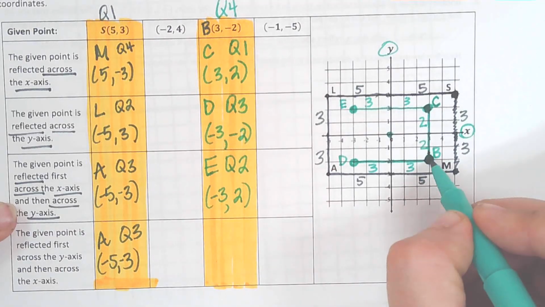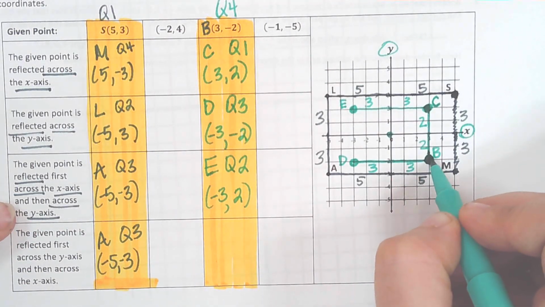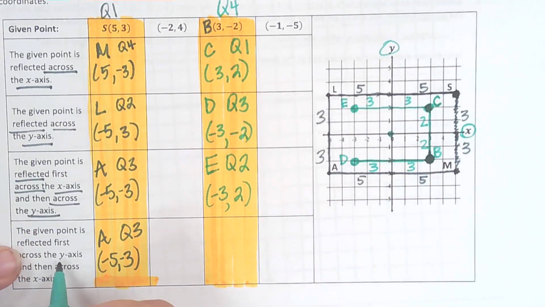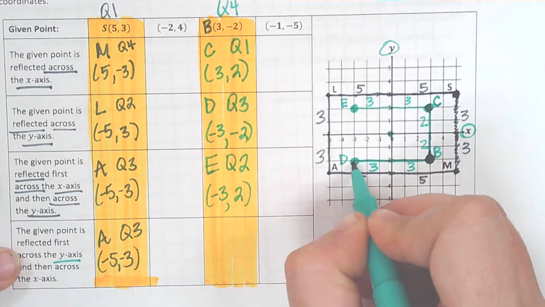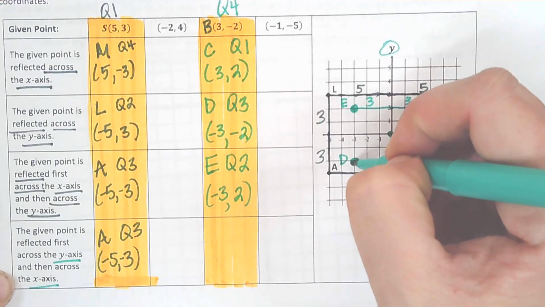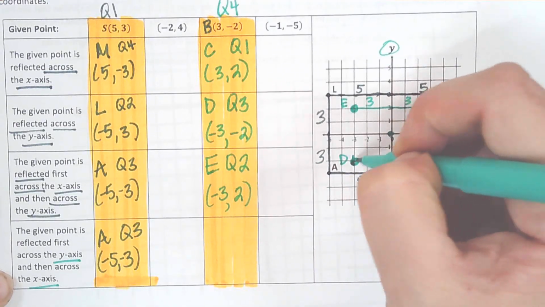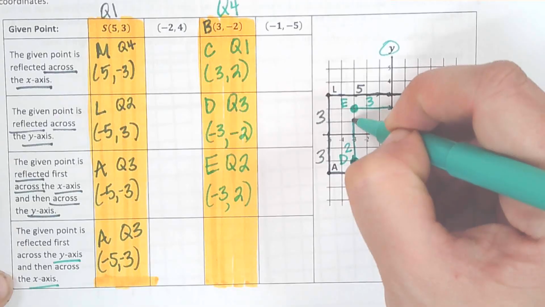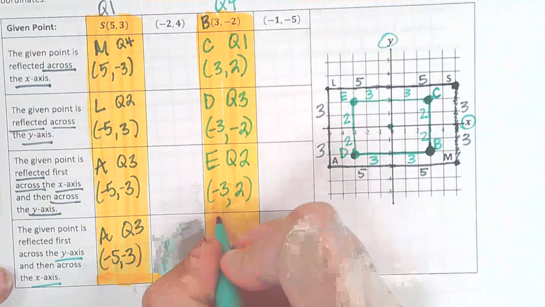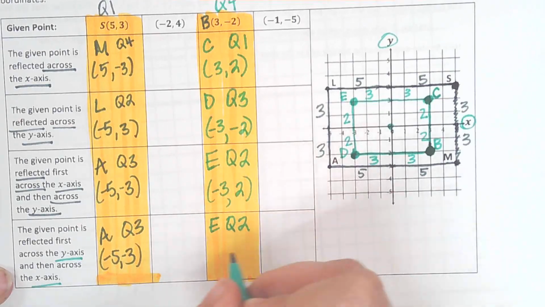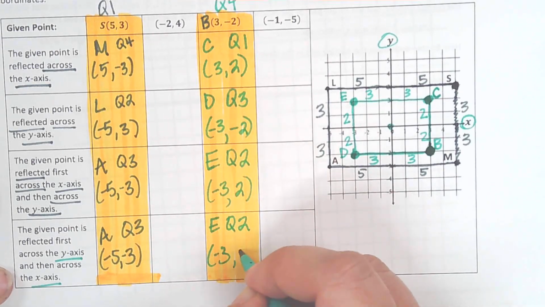Now, everybody go back to that pencil point of B. Now, my next row says reflect across the Y. Well, if I reflect across the Y, I'm at what letter? D. I already did that, but now I need to reflect again, but go across the X. So now I need to go up 2 and 2 more. And that gets us to E, and we already know what it is. It's in quadrant 2, and it's negative 3, 2.